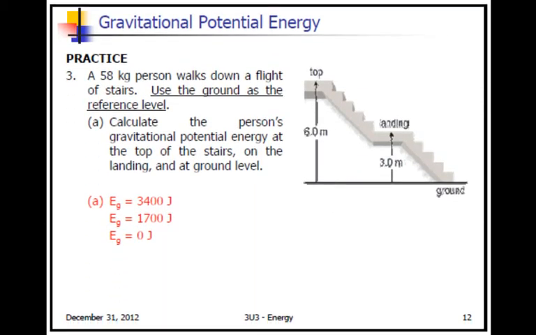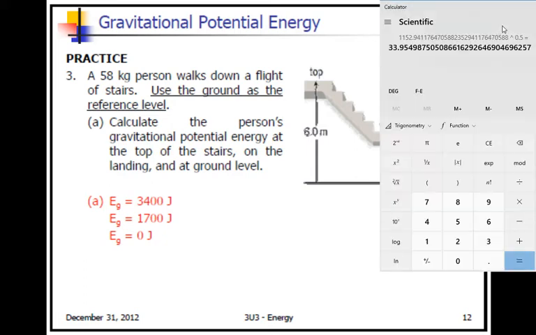So here's a situation where we have a flight of stairs with different levels of height. It says a 58 kilogram person walks down a flight of stairs. Let's use ground as our reference level. It says calculate the person's gravitational potential energy at the top of the stairs, on the landing, and at ground level. So these are relatively easy calculations to do. I'll pull them up on our calculator here.